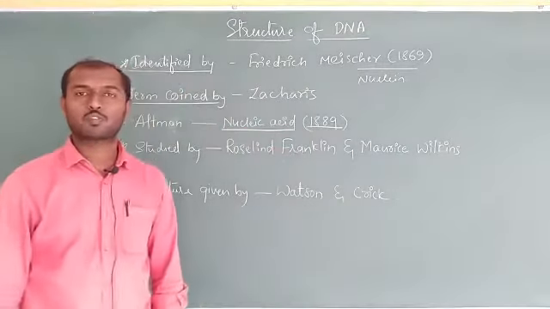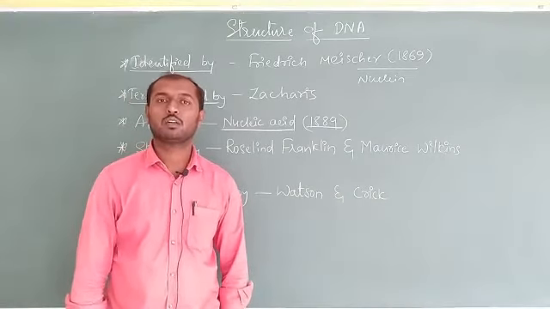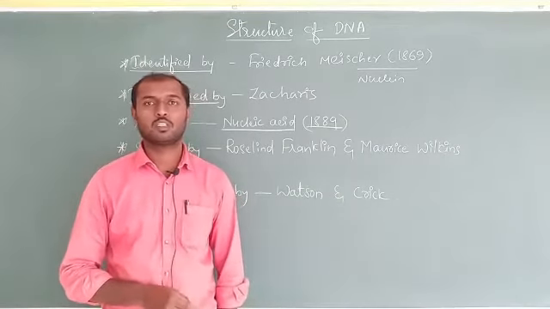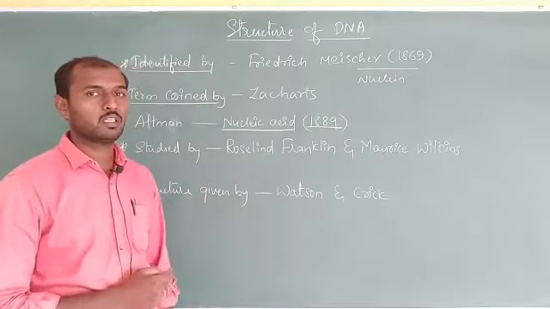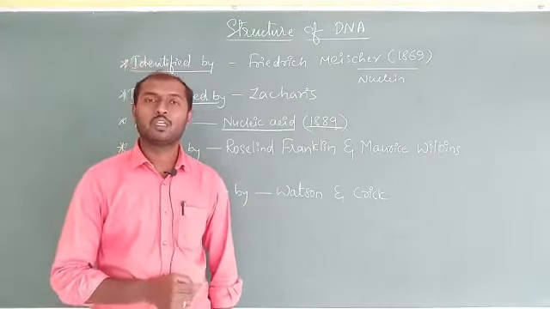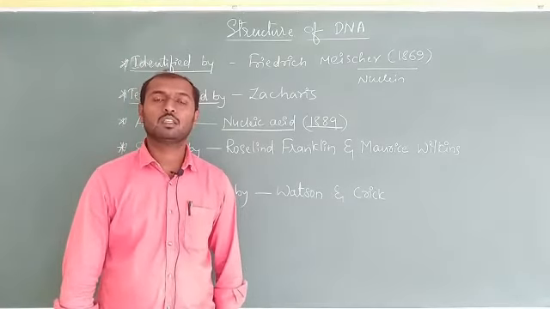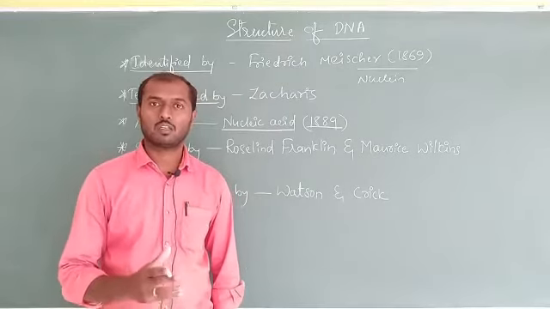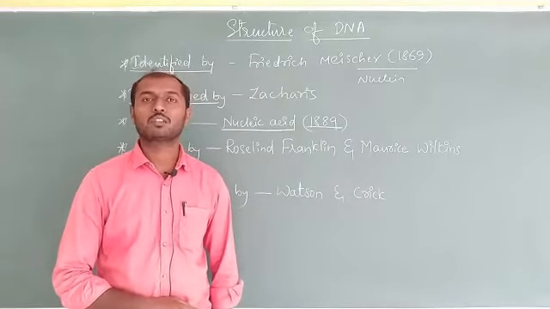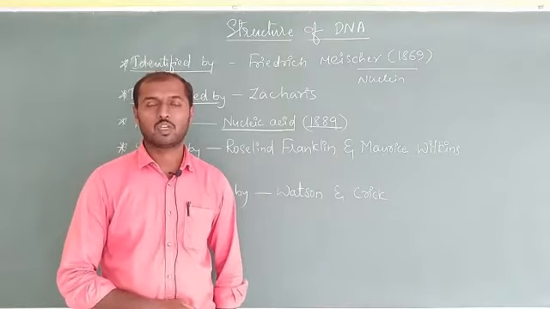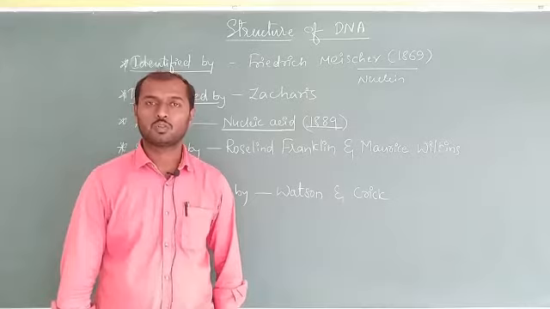So because of its acidic property, he came to know that the DNA present in the nucleus or the pus cells, which was identified by Friedrich Miescher, is acidic in nature. That's why the material in the nucleus is called nucleic acid. Okay, so it is present in the nucleus and acidic in nature, so it is called nucleic acid.